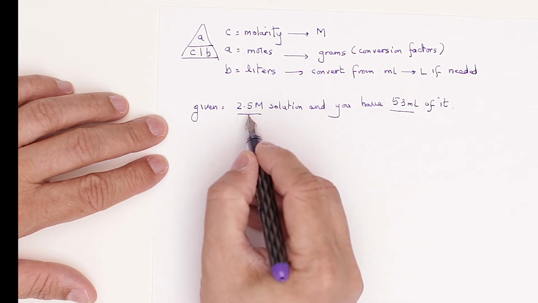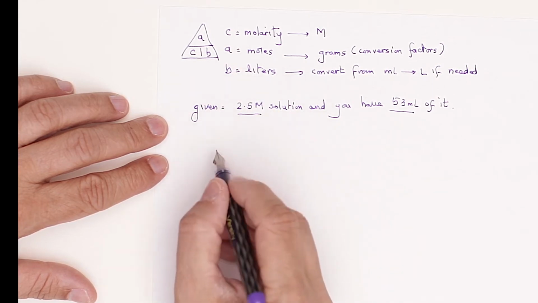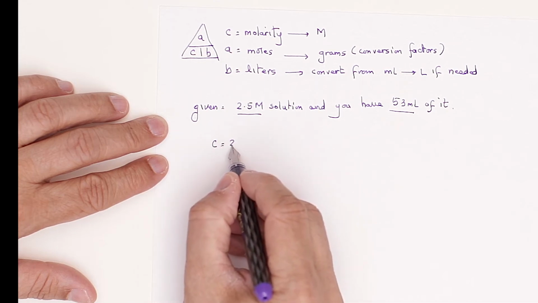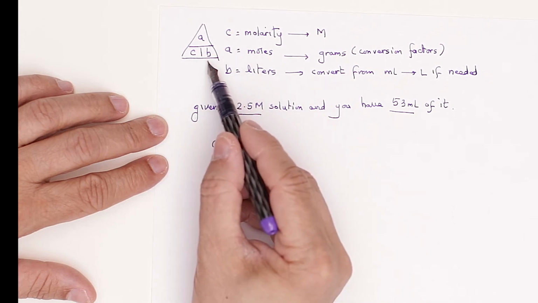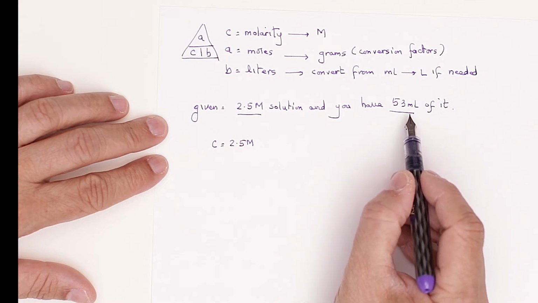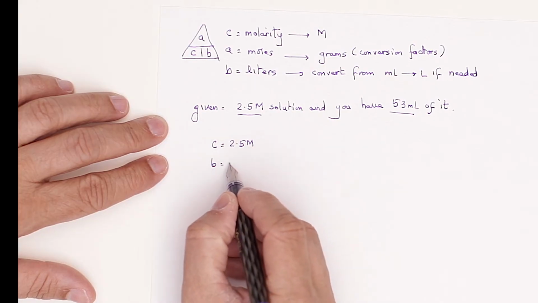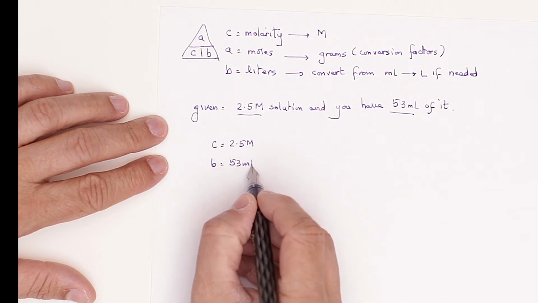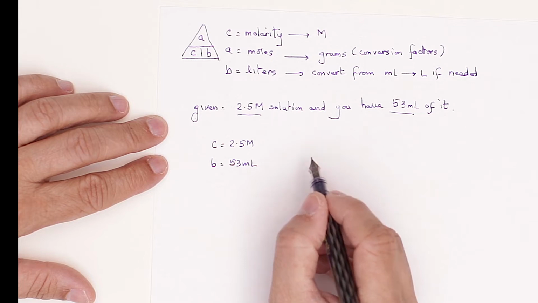So let's solve it. So the molarity is represented by C. So again, C is equal to 2.5 molar. So that's all set. B is liters, but the question is given to us in milliliters. It says 53 milliliters. So you have to convert milliliters to liters for this to work. So let's just do that. So B is equal to 53 milliliters. 53 milliliters gets converted in the following way.